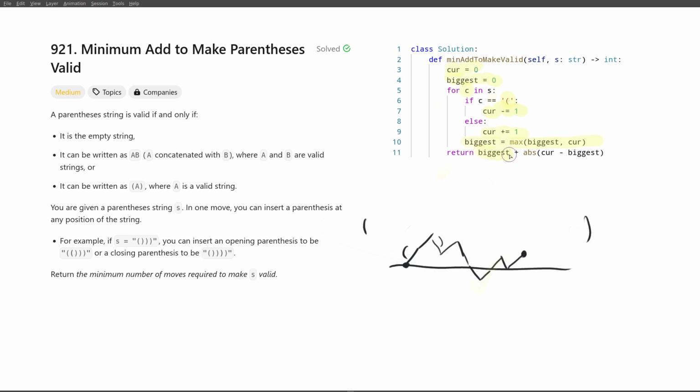We have to add biggest, because we had a dip that went biggest below the level, which means that we have to pay an opening parenthesis at the beginning of the string to cover that dip and all the other dips at the same time. And then, at the end of the string, we had the balance equal to cur. Now we've also added biggest of opening parentheses, so the balance is cur minus biggest. And no matter if that balance is positive or negative, we have to make it equal to 0. So we have to pay the difference between it and 0, but the positive difference, so we have to take the absolute value. So those are the two parts that we have to pay for. This part makes sure we're always above ground. This part makes sure that we end at 0.